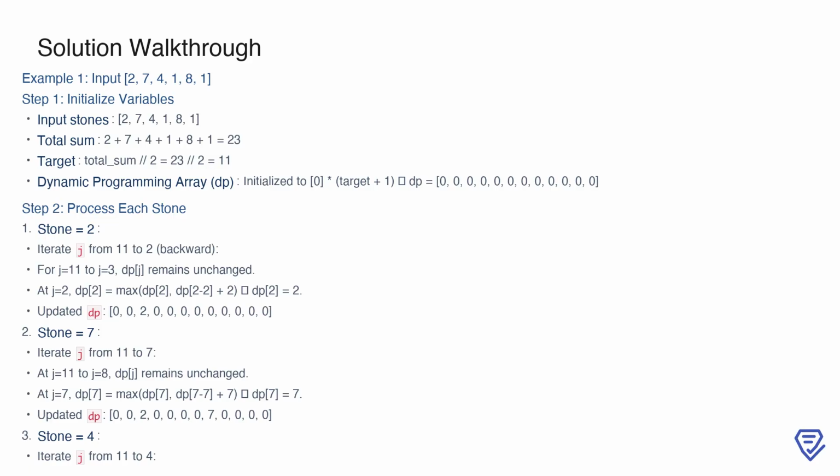The value at dp[2] is updated to 2 because it represents the maximum sum we can achieve with this stone. Similarly, when we process the stone of weight 7, the value at dp[7] is updated to 7. This represents the maximum sum achievable with the first two stones. The DP array is updated accordingly after processing each stone.